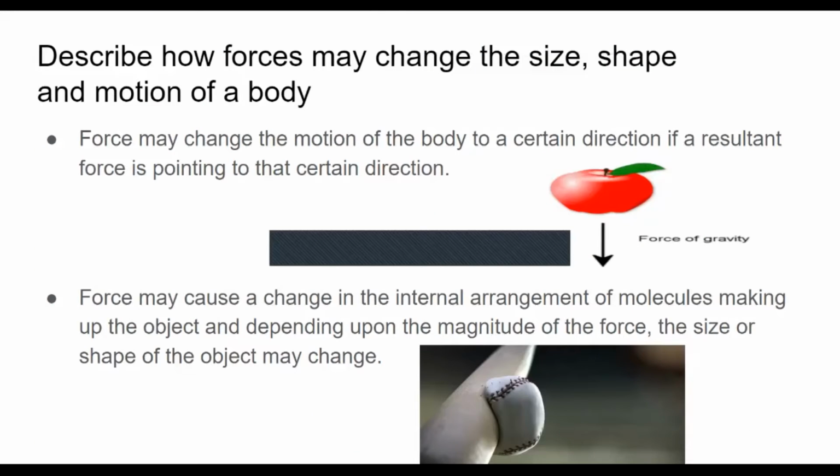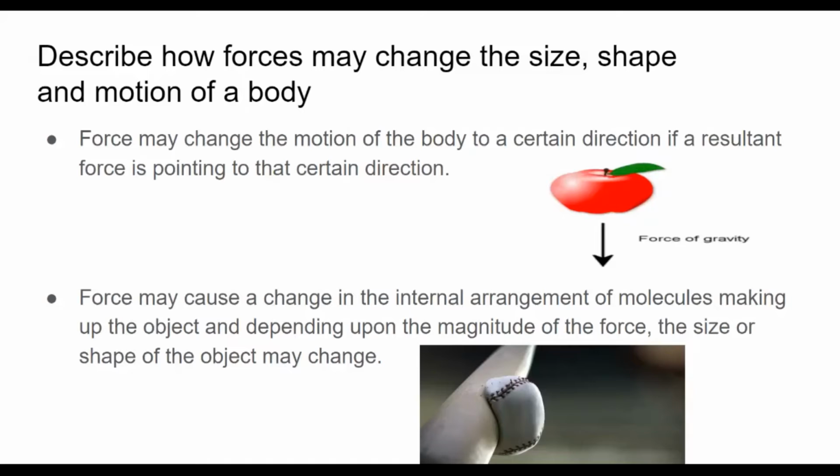Describe how forces may change the size, shape, and motion of a body. Forces may change the motion of the body to a certain direction if a resultant force is pointing to that direction, because force is a vector quantity. Forces may cause a change in the internal arrangement of molecules making up the object, and depending upon the magnitude of the force, the size or shape of the object may change.